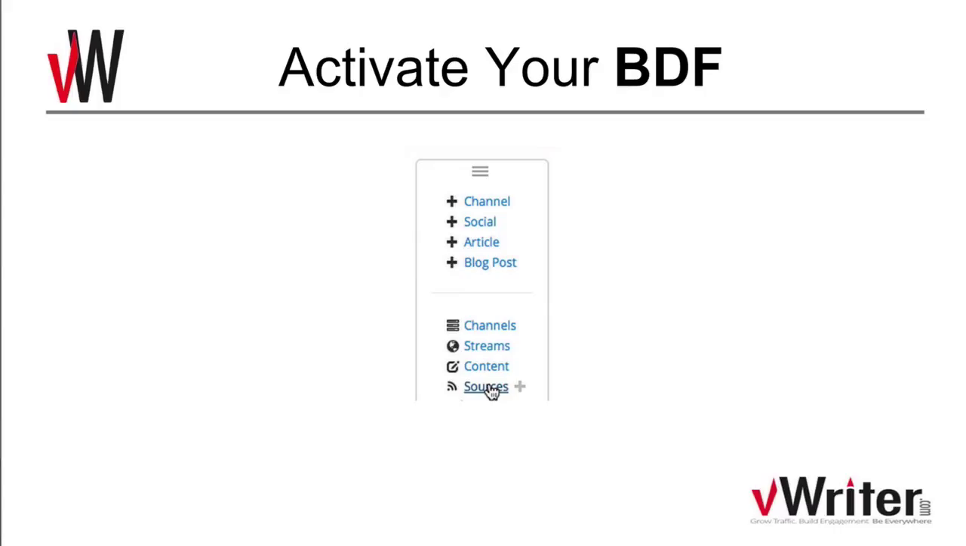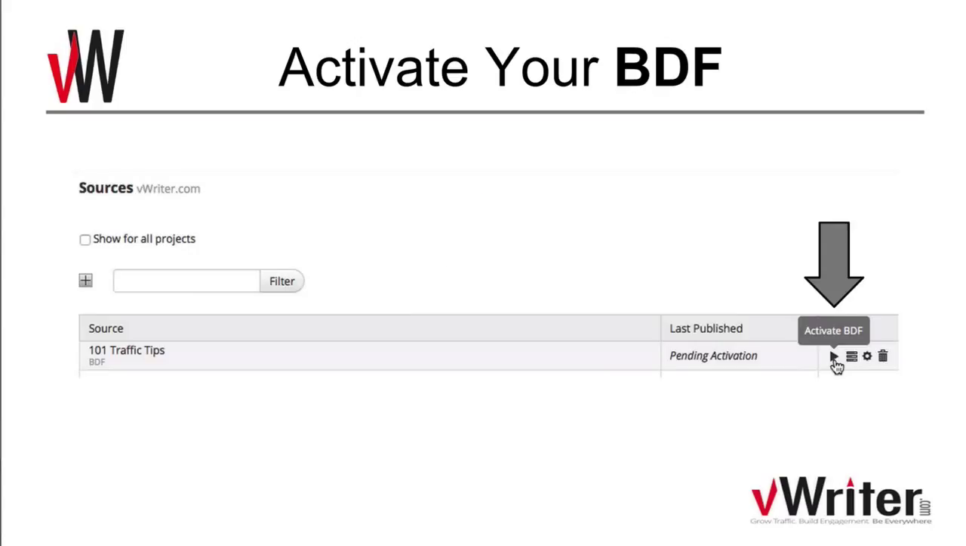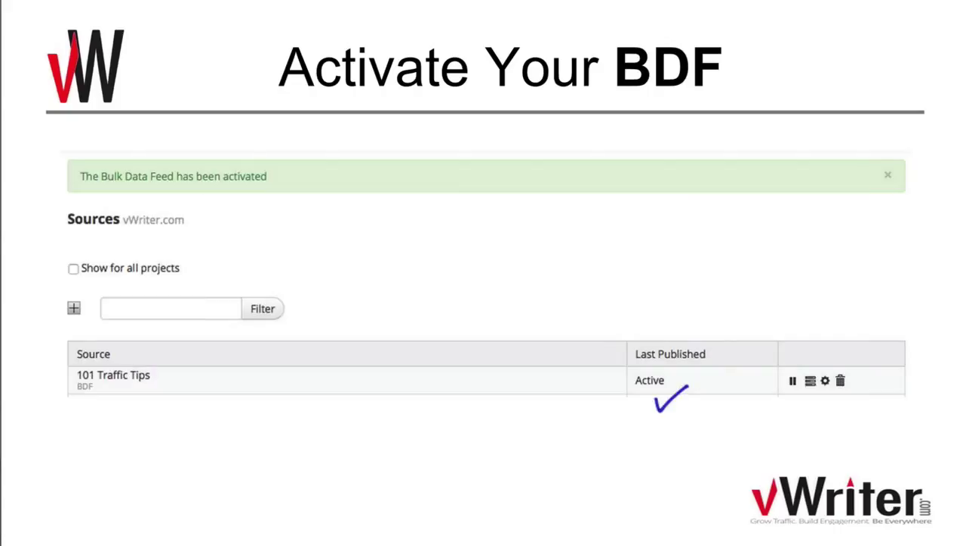So to do that, we'll just go back to the source manager. Click sources on the left-hand menu, the content source manager, and you'll see a little play icon there. It will tell you it's pending activation, so it's fairly obvious all the time that it's waiting for something to happen. Click the play icon to activate it. Within a few seconds, it will then show that it is indeed active. You'll get a message to confirm it and so on.